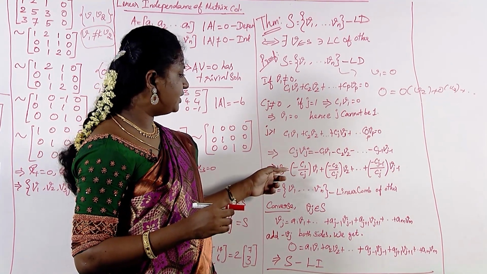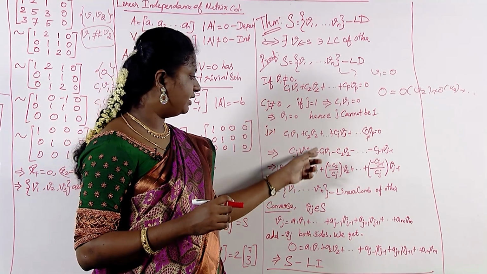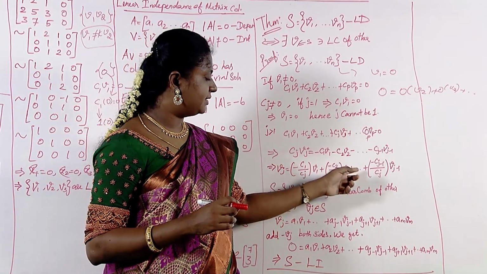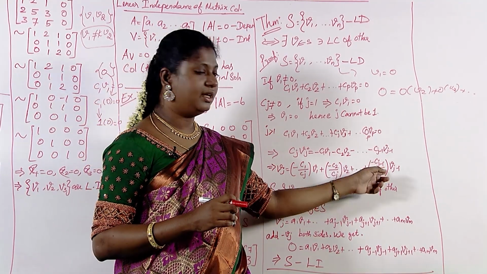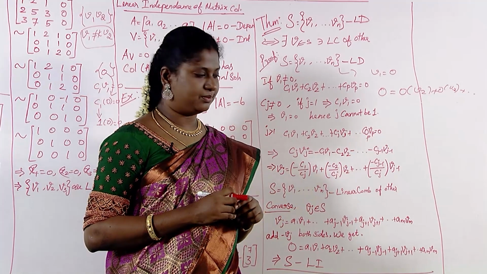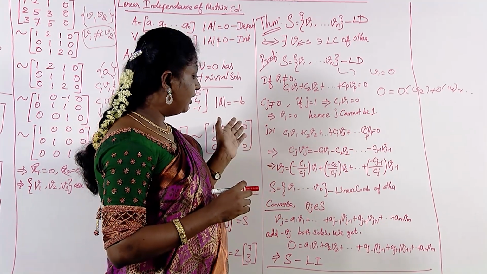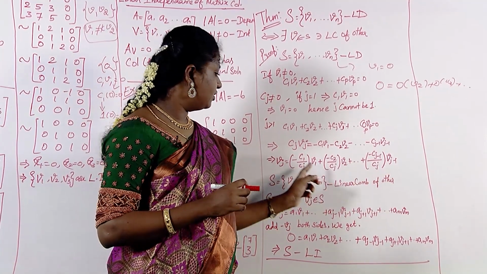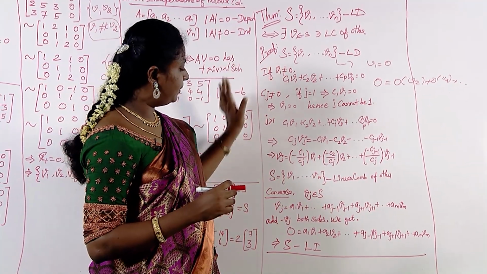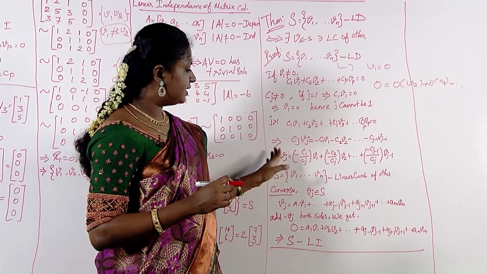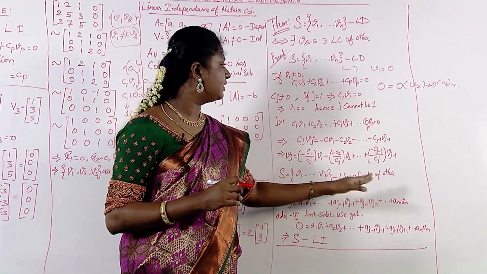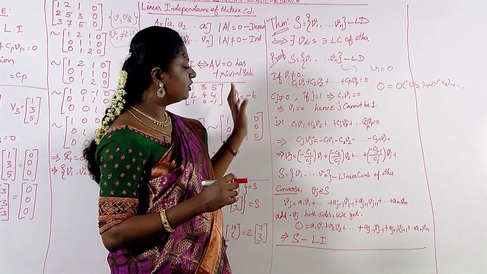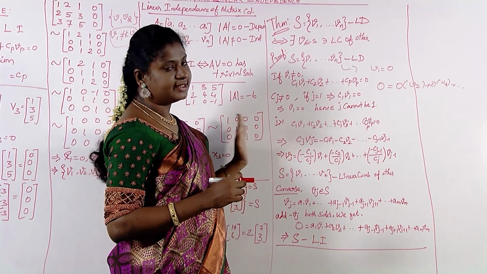Therefore, from here Vj is equal to minus C1 by Cj times V1 minus C2 by Cj times V2 etc. minus C(j-1) by Cj times V(j-1). Therefore, here Vj is already written as a linear combination of the preceding vectors. So, we have assumed the set to be linearly dependent, we are able to get Vj as a linear combination of the preceding vectors, and the existence of such j is also confirmed. Therefore, this proves the first part.